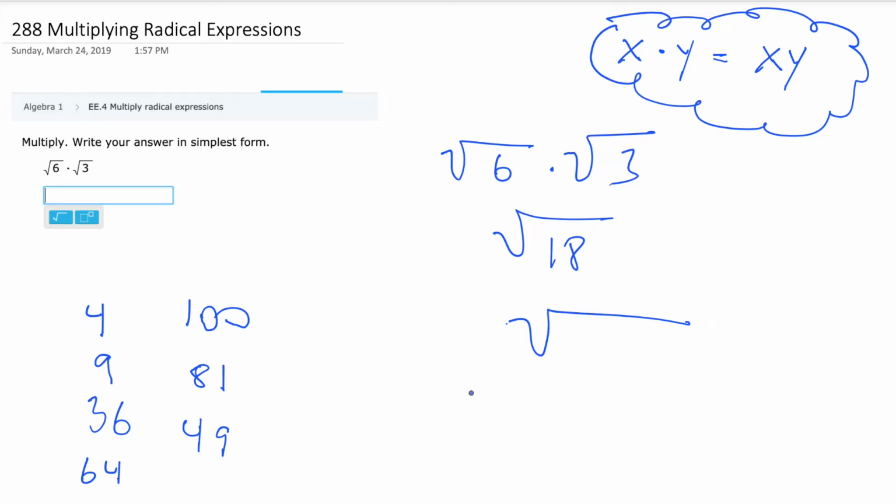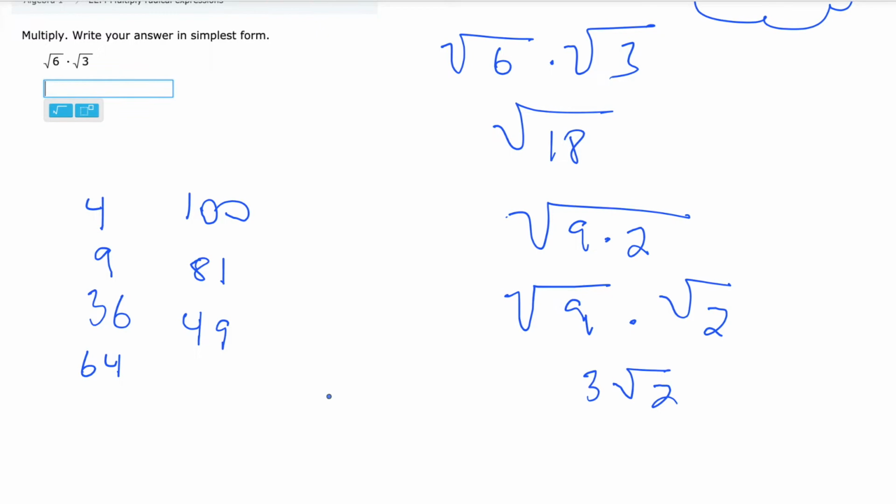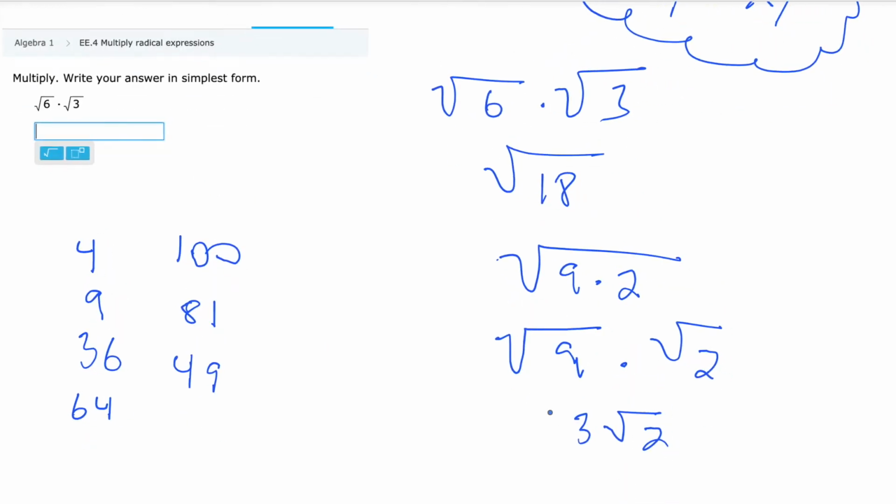So we'd think of 9 and 2. Yeah, that's right. So you did 9 times 2, and in your head, that's the same thing as the square root of 9 times the square root of 2, and we know the square root of 9 is 3, so it's 3 root 2. Cool. So we're just done. It's just 3 root 2.